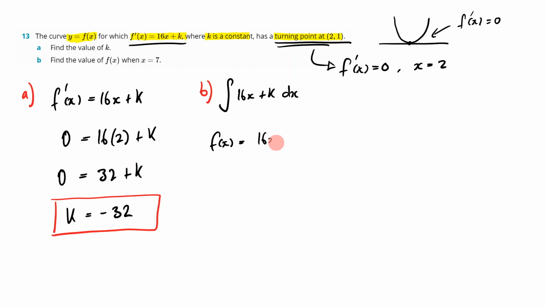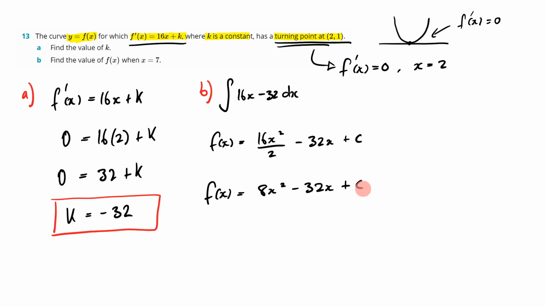That's going to be 16x squared on 2 plus... Now, I don't have to put k there anymore, do I? Because I know what k is. k is negative 32. So this will be negative 32x plus c. Don't forget the plus c. I can now tidy this up a little bit. That's pretty ugly. Let's see if we can do that a bit better. 8x squared minus 32x plus c.